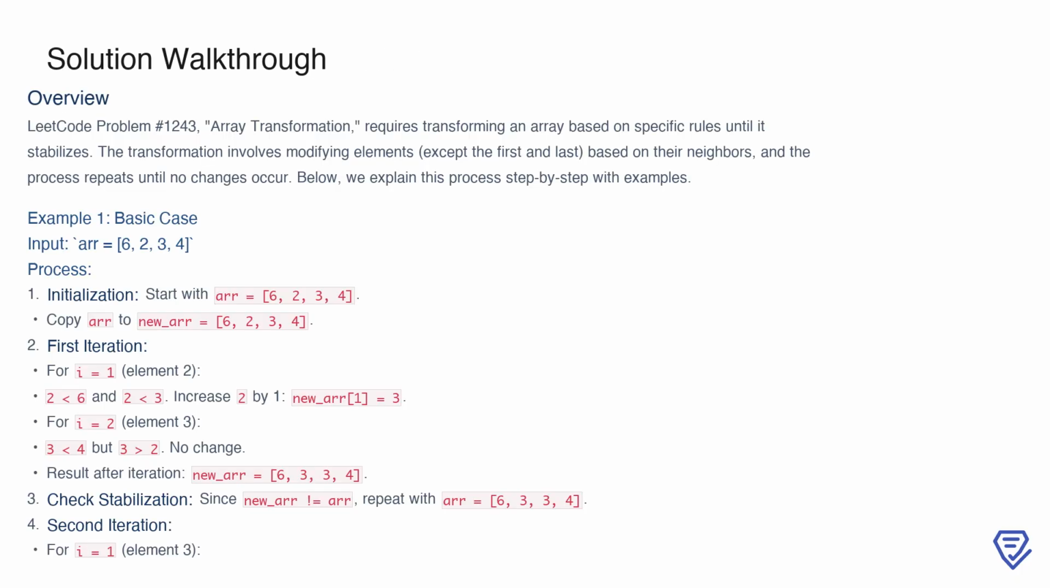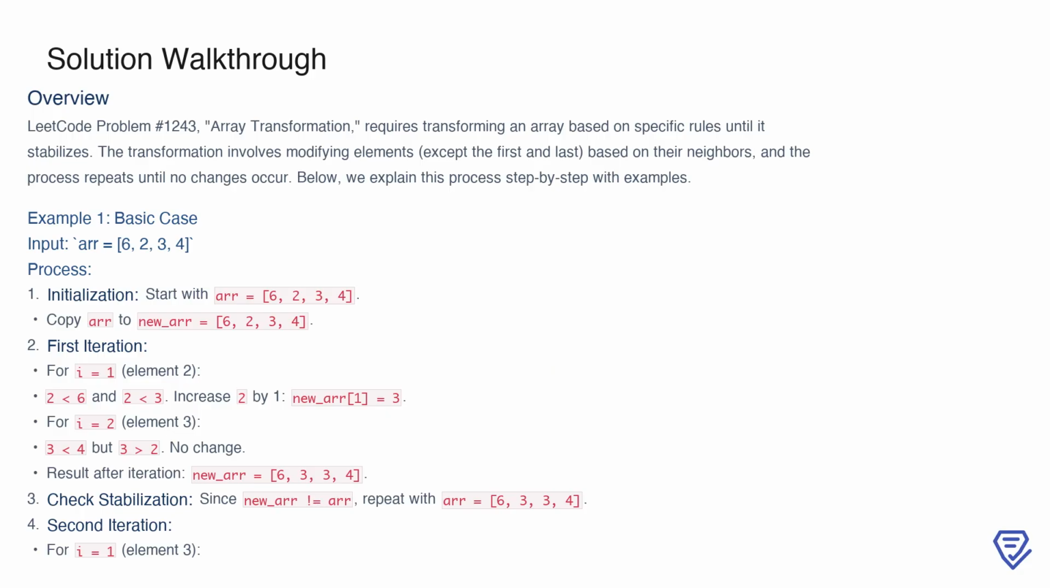In this problem, array transformation, we are given an array and asked to modify its elements based on specific rules until the array stabilizes, meaning no further changes occur. The transformation targets the middle elements, leaving the first and last elements untouched. Each middle element is adjusted based on its neighbors. If the element is smaller than both neighbors, it is increased by 1. If it is larger than both neighbors, it is decreased by 1. Otherwise, it stays the same.